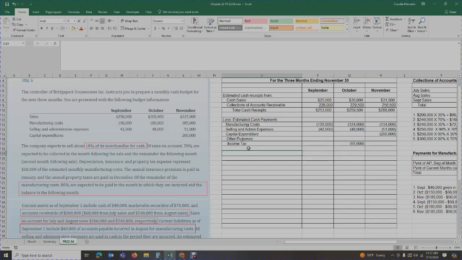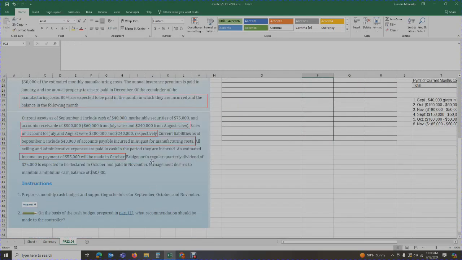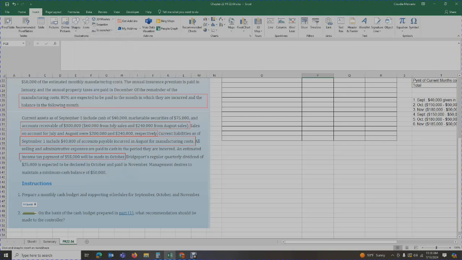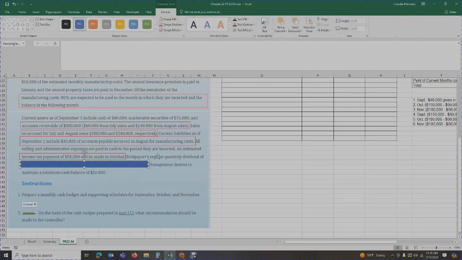Okay. And then what else do we have? We have dividends. We're going to pay out some dividends. And the problem says down here, Bridgeport regular quarterly dividend of $25,000 is expected to be declared in October and paid in November. So it's important for us to identify where are we going to put it, when we declare it or when we pay it. And you have to think, okay, well, when is the money leaving the company? When I declare that I'm going to pay the dividends, or when I actually pay them out?